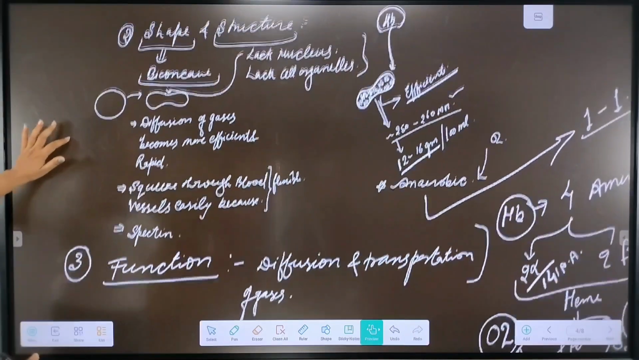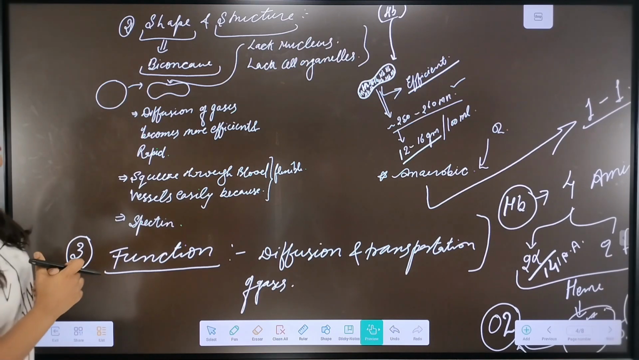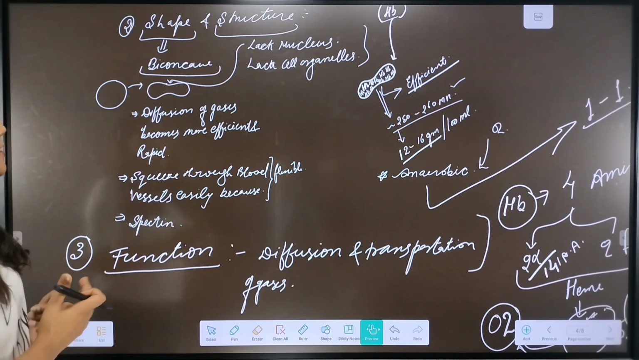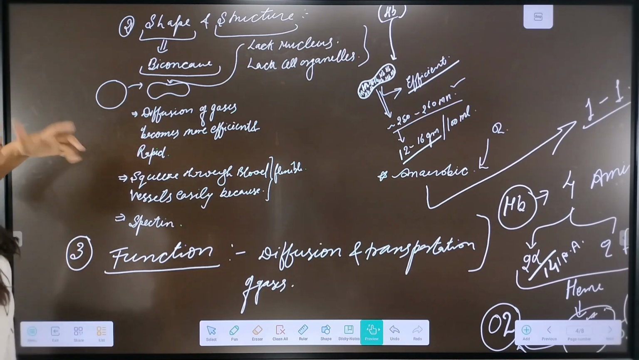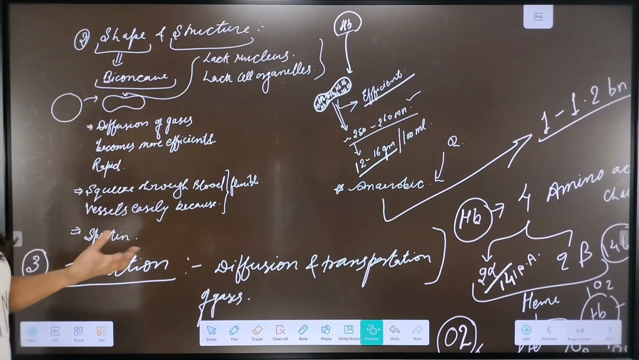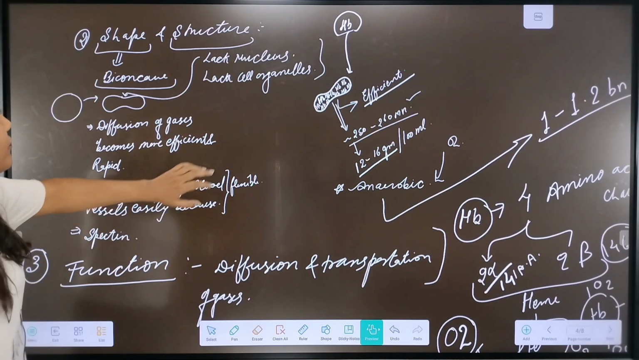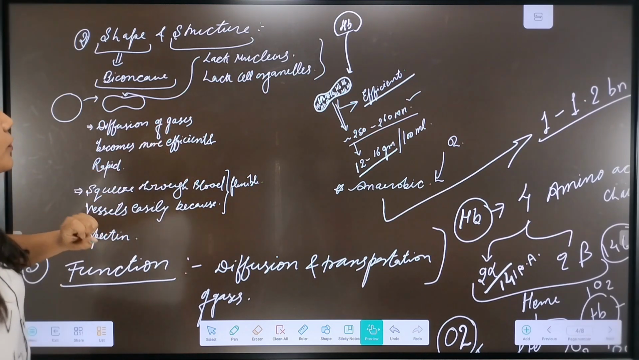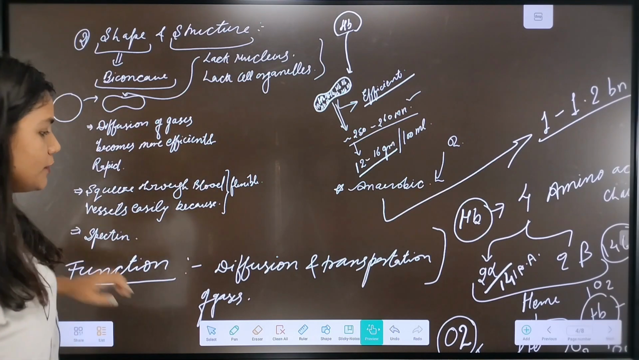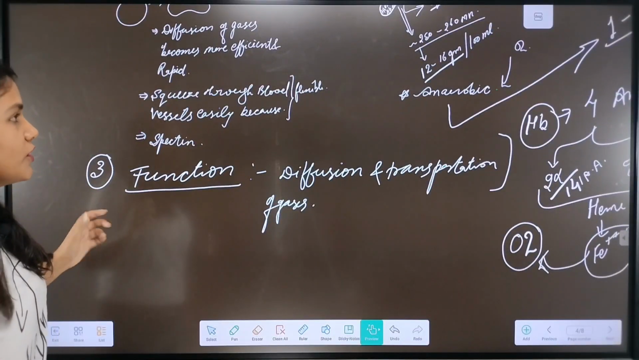Next, about their shape and structure. There is some peculiarity in the shape and structure of our RBCs. First of all, they are biconcave and lack all the organelles as well as the nucleus. This biconcave shape gives them the flexibility to squeeze through blood vessels of different sizes, and also gives them the ability of fast and rapid diffusion. And the lack of nucleus and organelles gives more space for hemoglobin within our RBCs, so from a function point of view they become more efficient.